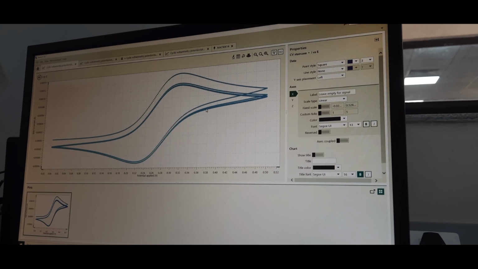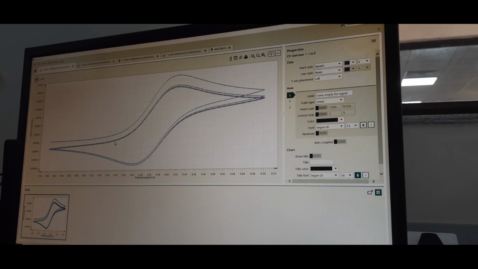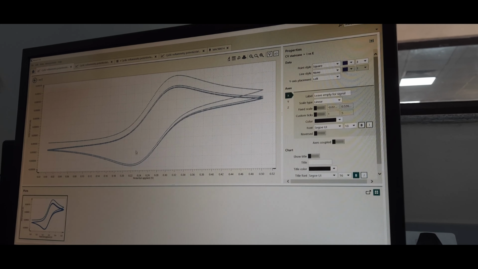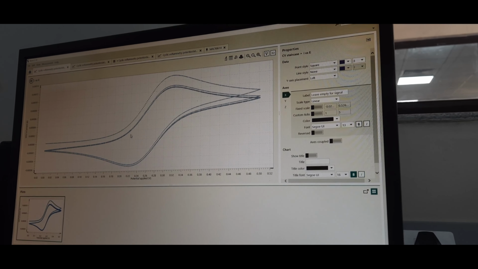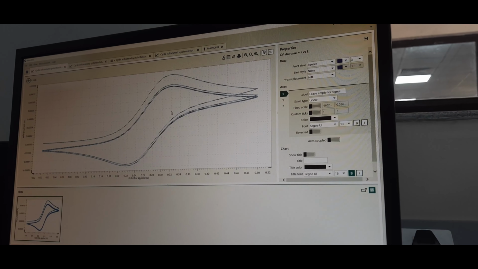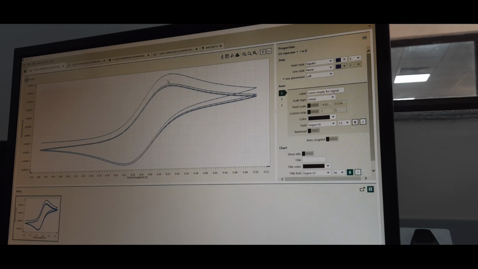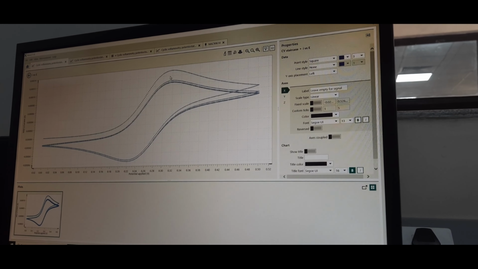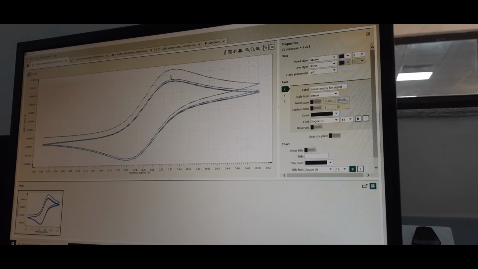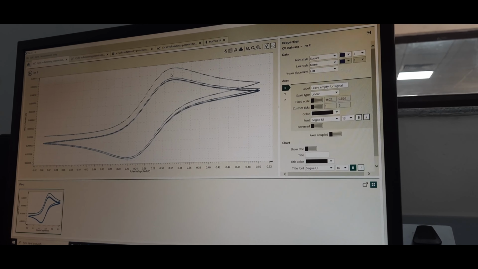Second one, reversibility. How can we check reversibility? Draw a tangent from here and from here. Take a current from here to here. This tangent is here. From here to here current, and from here to here current. If the ratio is 1, that means whatever Fe3- is converting to Fe4-, the same amount of Fe4- is converting back to Fe3-.